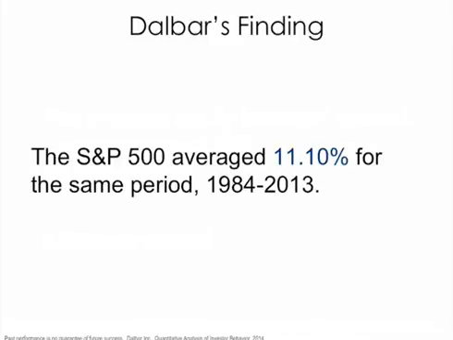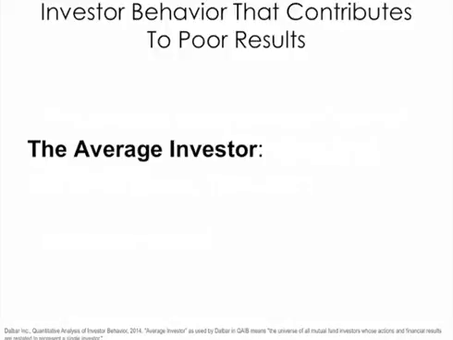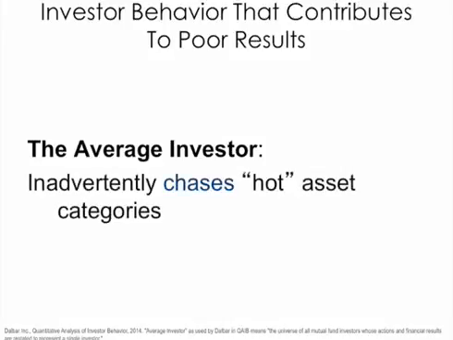And I think it has to do in large part, or at least in significant part, to investor behavior. Investor behavior can often contribute to poor results in the investor's account. So, what does the investor do that undermines long term results inside of a portfolio? For example, the average investor inadvertently chases hot asset categories. Sometimes the investor's doing that without even really realizing it.